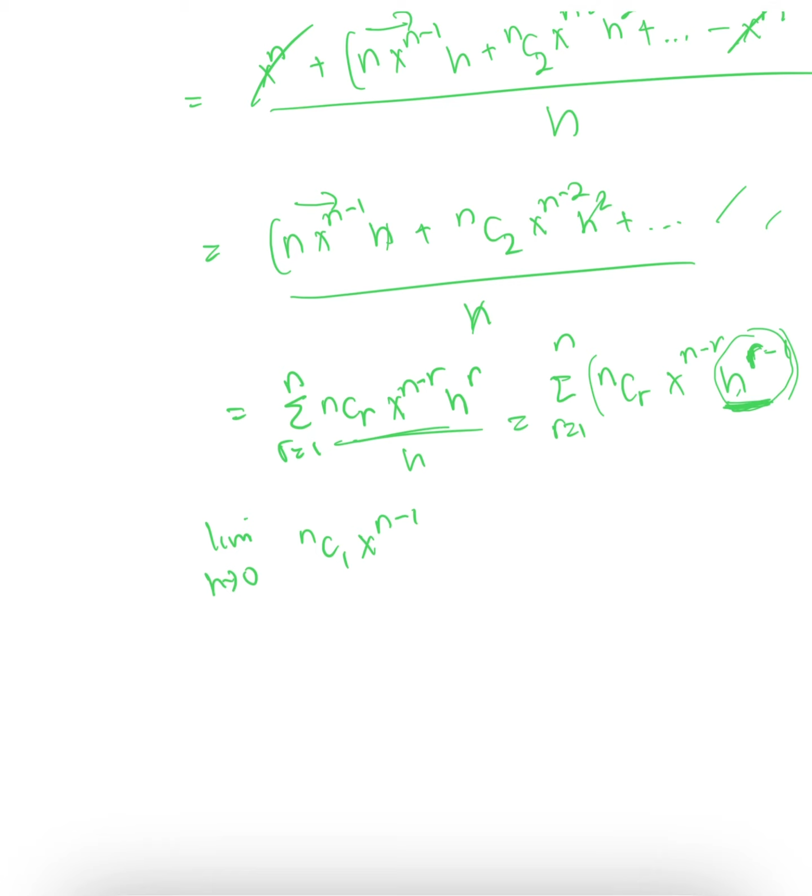They don't add anything significant to the result. So when it becomes really, really small, close to 0, that is just 0, except for the first term where r equals 1, because when r is 1 here, h to the power of 0 is just 1. So h becoming really small does not affect when r is 1, which is this term, which in fact is the answer. So the limit dy by dx becomes n choose 1 x^(n-1), which is just n x^(n-1).